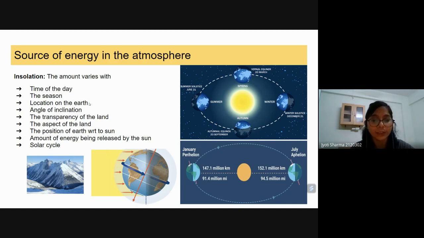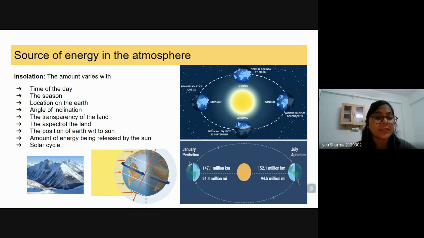Then the location on the earth. If it is the equator, then the equator will get the highest portion of the energy, because the radiation will go straight to the equator portion. But if we talk about the polar region, then there is a very large deficit of energy there, because very little insolation is reaching the polar region. Then the angle of inclination: if the angle of inclination changes, then the amount of insolation will also vary.